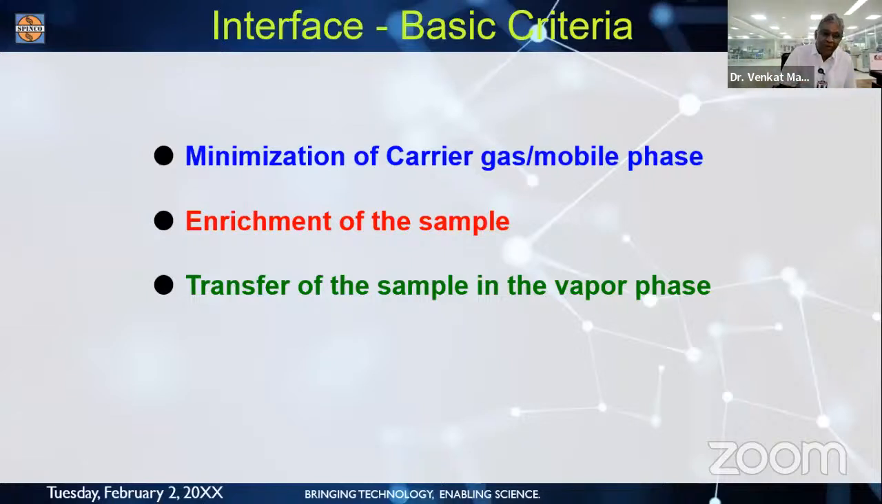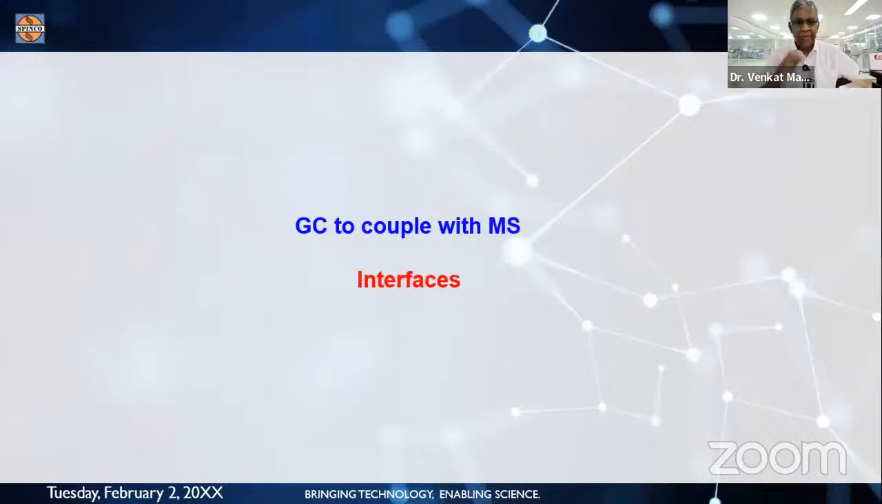Good, very good. Now, the second thing is, once a sample is enriched, it has to become a gas. Therefore, you should convert it into a vapor state. That is why the sample is transferred in the vapor phase inside the mass spectrometer. This is the job of an interface. How does it do this? Let us see.